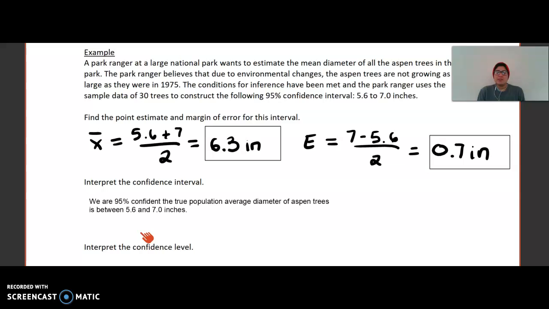Okay, so hopefully your answers look similar to mine, but looking here at the point estimate, we're using the sample mean. And notice here that both my sample mean and my margin of error now have units.